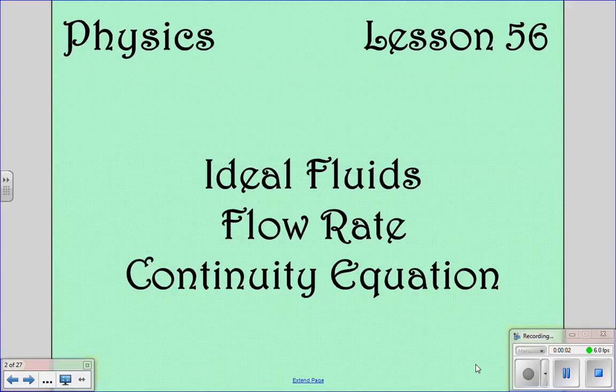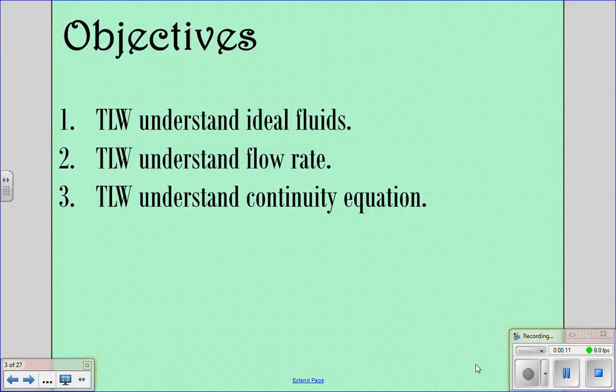All right, so we're looking at ideal fluids, flow rate, and continuity equation, lesson 56. So hopefully after the lesson you'll understand ideal fluids, flow rate, and continuity equation.